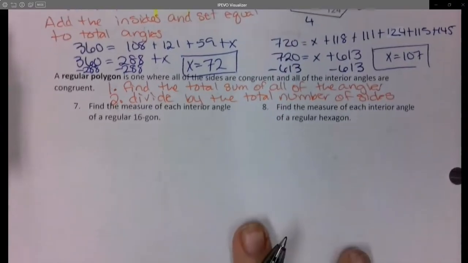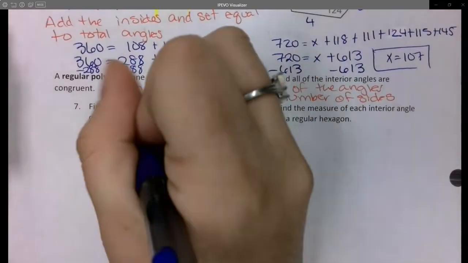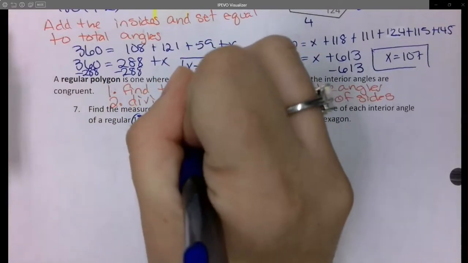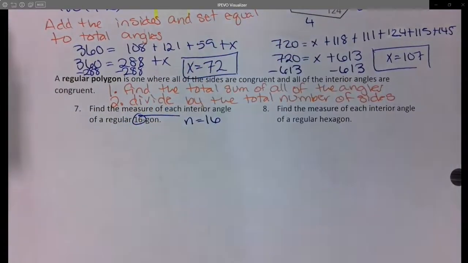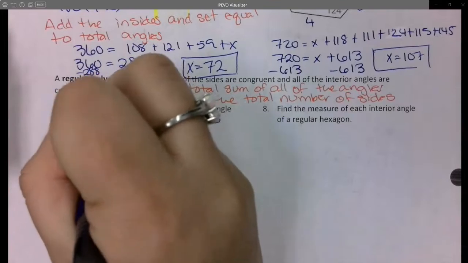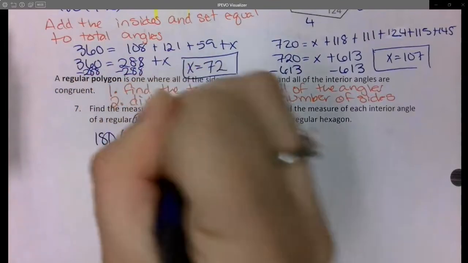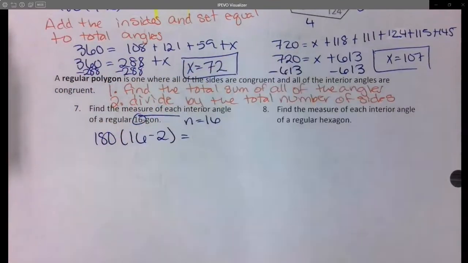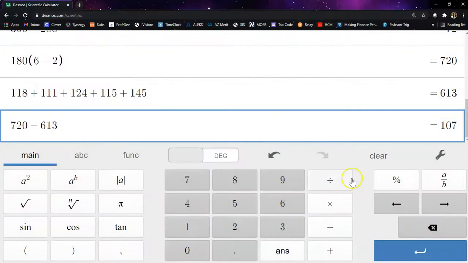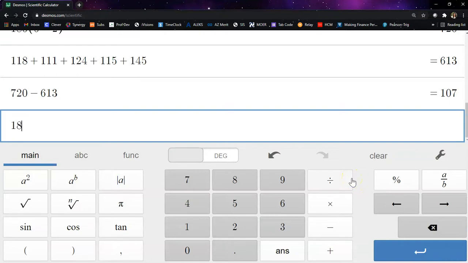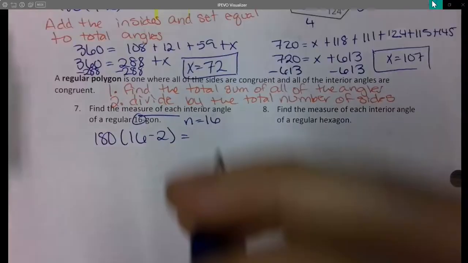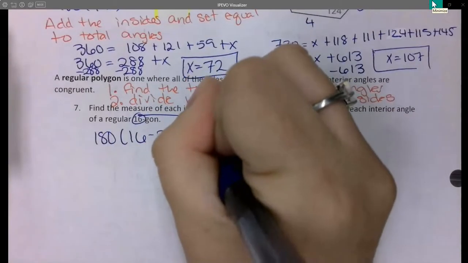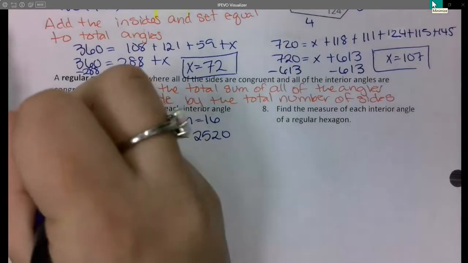So on number 7, it tells me it's a regular 16-gon. This means I have 16 sides. So I'm going to plug into that formula from the front. I'm going to have 180 times 16 minus 2. Which is going to give me 2520. So this is my first step.